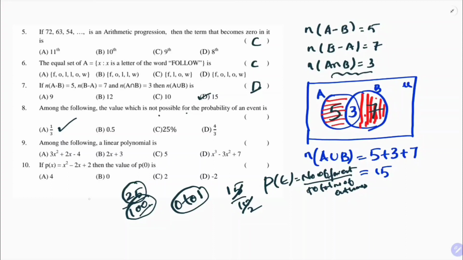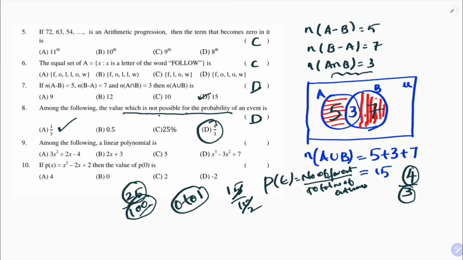Now if you see the option 4 by 3, the favorable outcomes are more than the total outcomes, which is not possible. So the value which is not possible for the probability of an event, the correct option is here D.